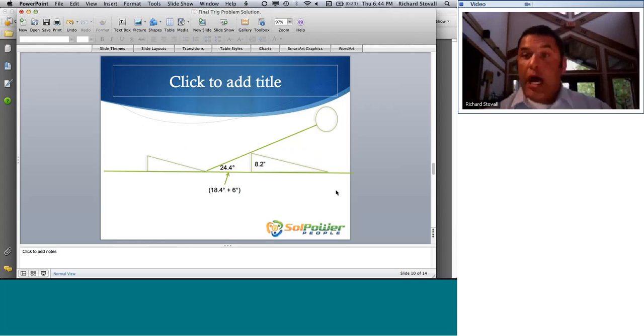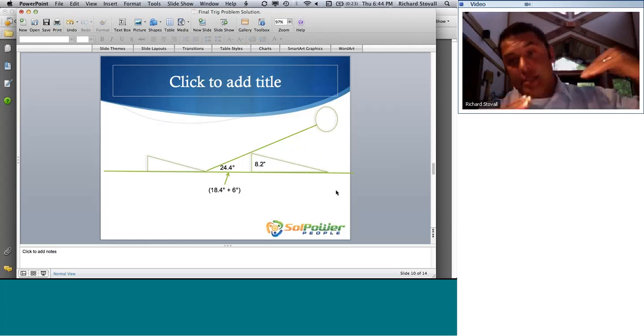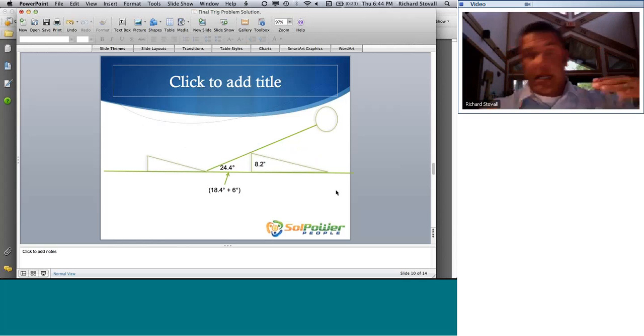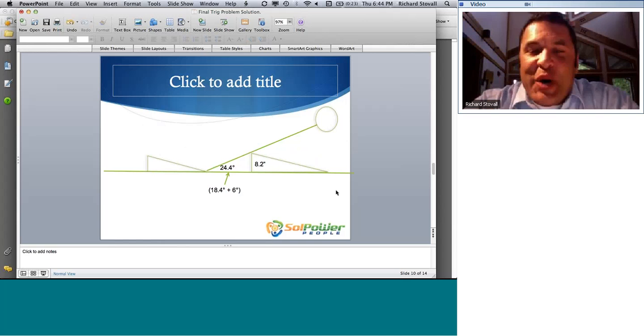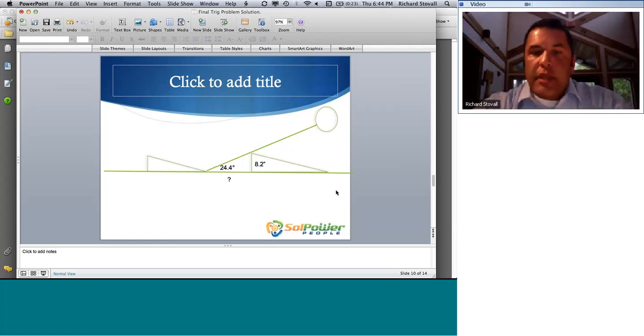From the rooftop's perspective, because it's on a slope that's 18 degrees, the sun is 18 degrees higher in the sky relative to the chart. So you take that 18.4 plus 6 degrees to get to a sun altitude angle of 24.4 degrees. And it's from that you determine your shadow length. So the next step then would be, what is that shadow length?